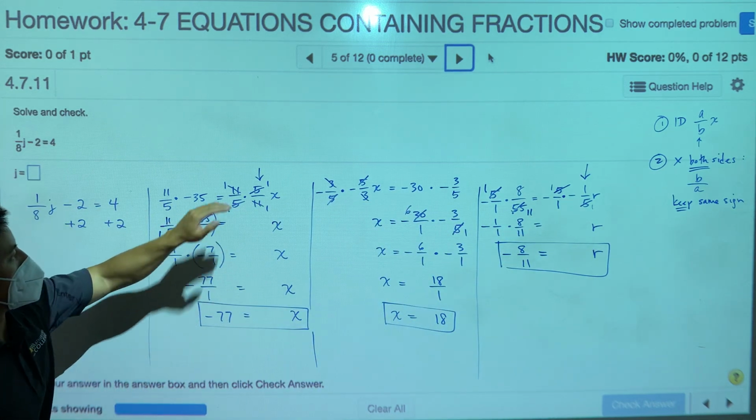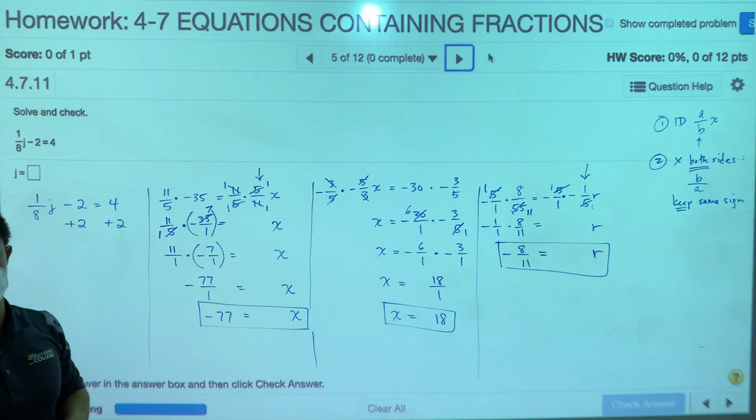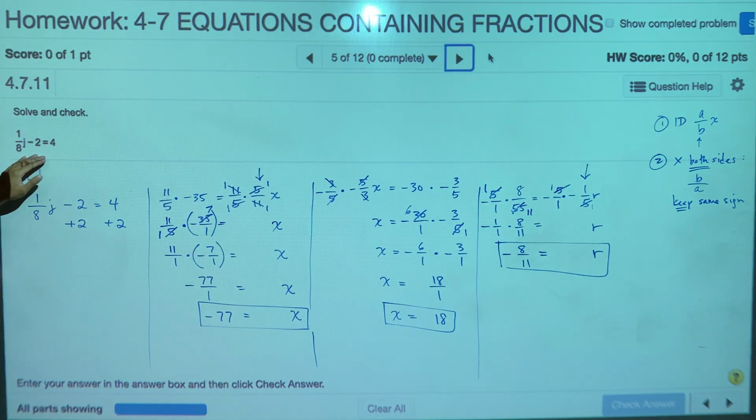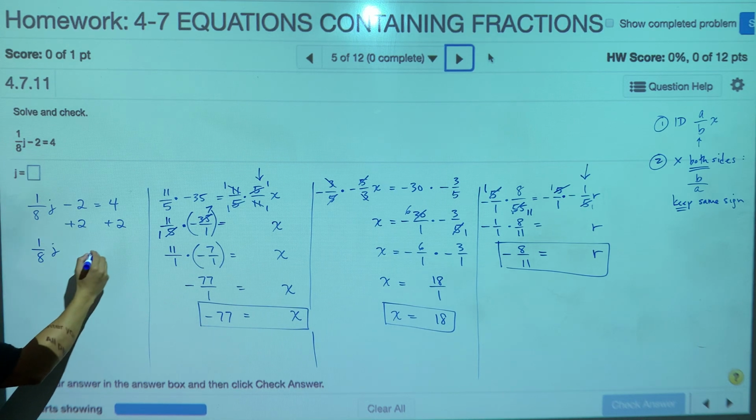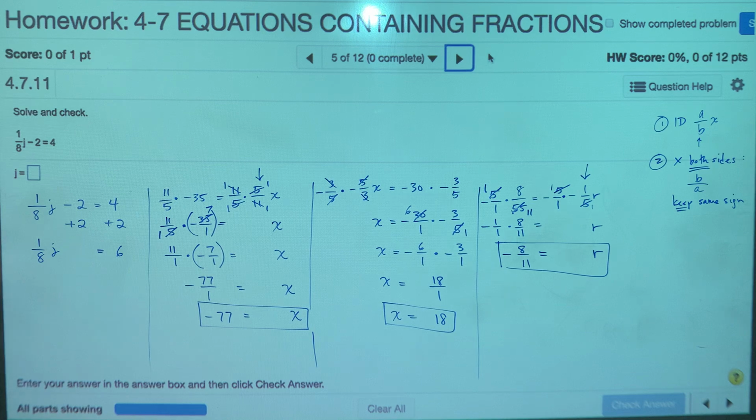The numbers were on one side, the letters were on the other. This one does not start out like that. We have numbers and letters together. So first we need to move the numbers to one side, letters to the other. So that's why we do that first, just like we would have last class. This is nothing new. So we have 1/8 times j equals 6.